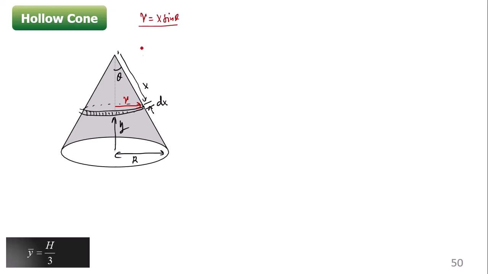For this ring, I want to calculate the area dA first. The area of the ring is 2 pi r, the perimeter of the ring, multiplied by dx, that is the width of the ring. So what is r? r is x sine theta. So 2 pi x sine theta into dx. Okay, so that is the dA.